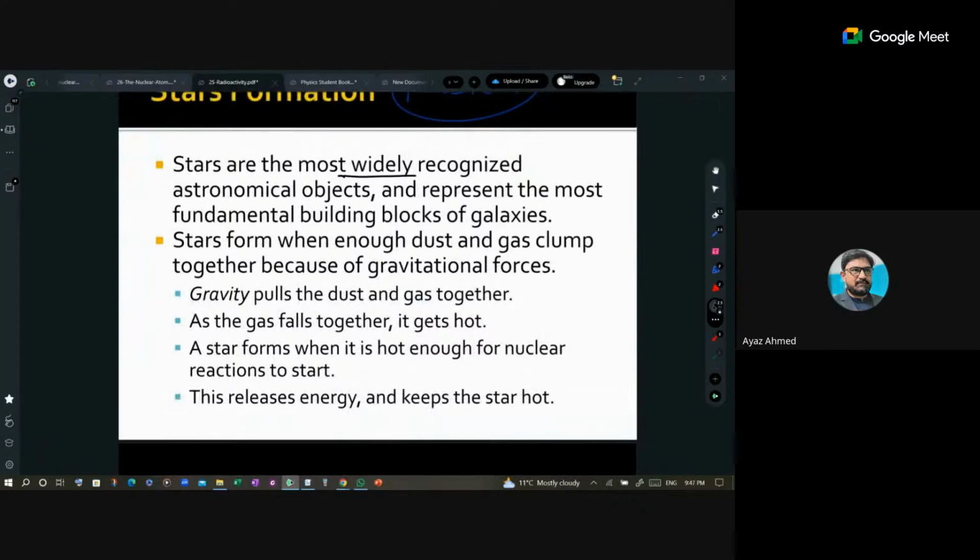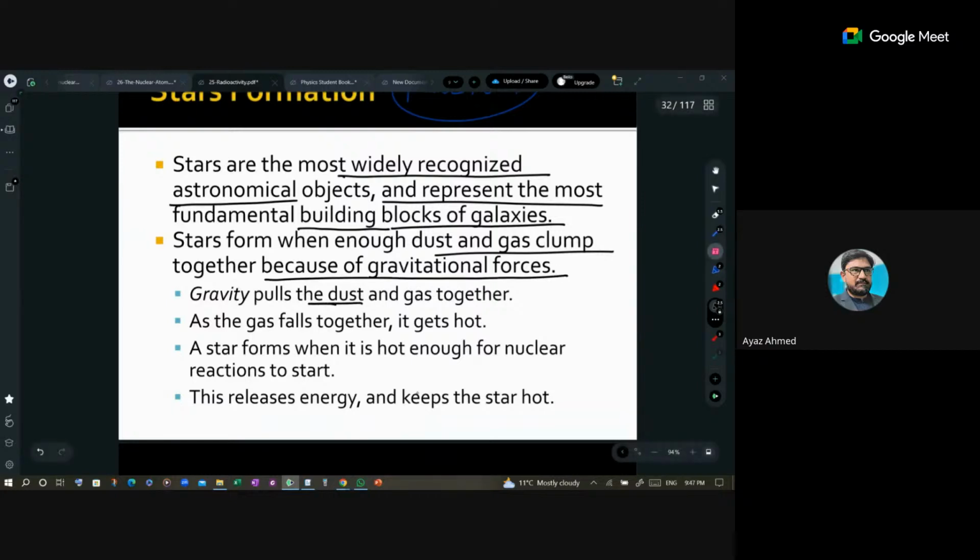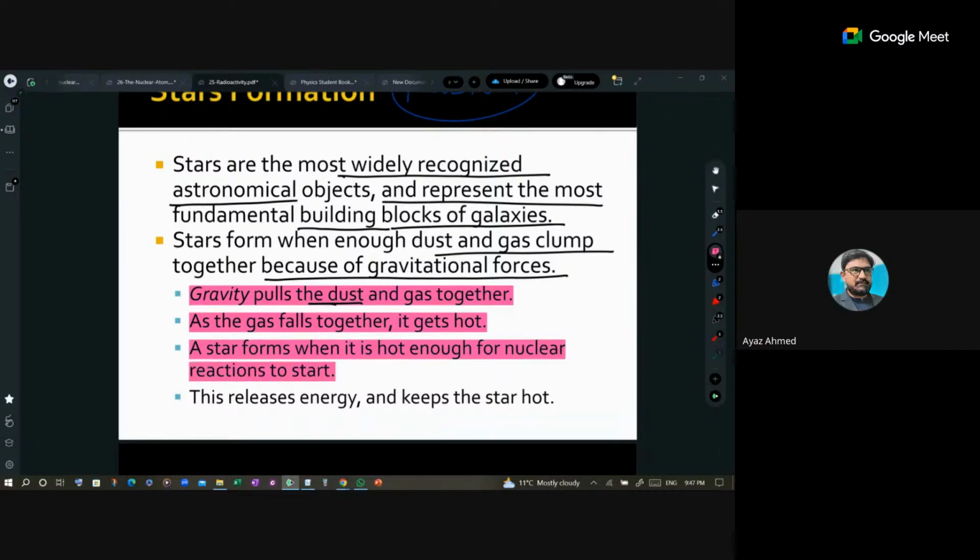Stars are the most widely recognized astronomical objects, and they represent the most fundamental building blocks of the galaxies. And stars form when enough dust and gas clump together because of gravitational forces. I'm going through this slide because that is also part of your star formation. So gravity pulls the dust and gas particles together. As they come together, it gets hot, and the star forms when it is hot enough for the nuclear reaction to start. That is the point which is called the main sequence of the star.